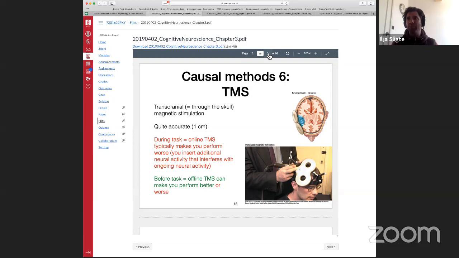TMS is much more specific in space, and during the task it always reduces performance, unless you're basically zapping the wrong region in the brain. If you first TMS and then see what happens afterwards, then it can go both ways. You can either perform better or perform worse.